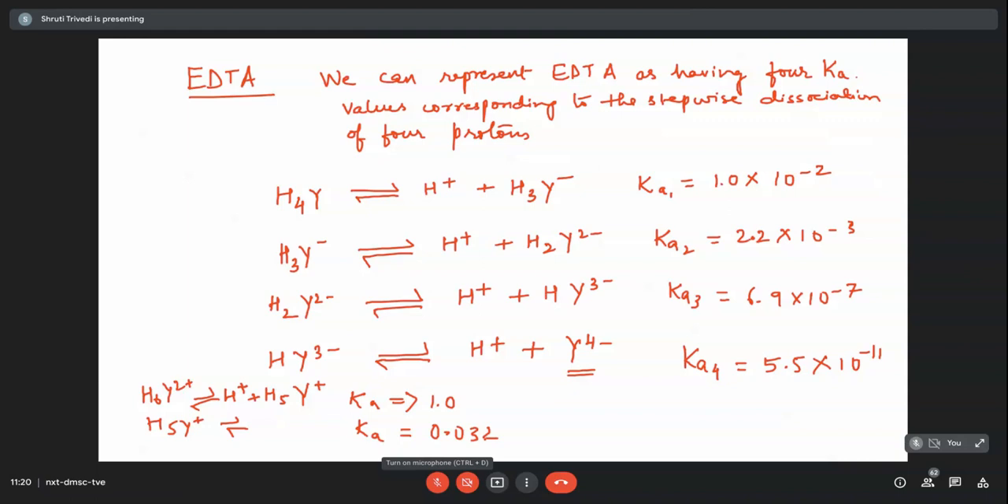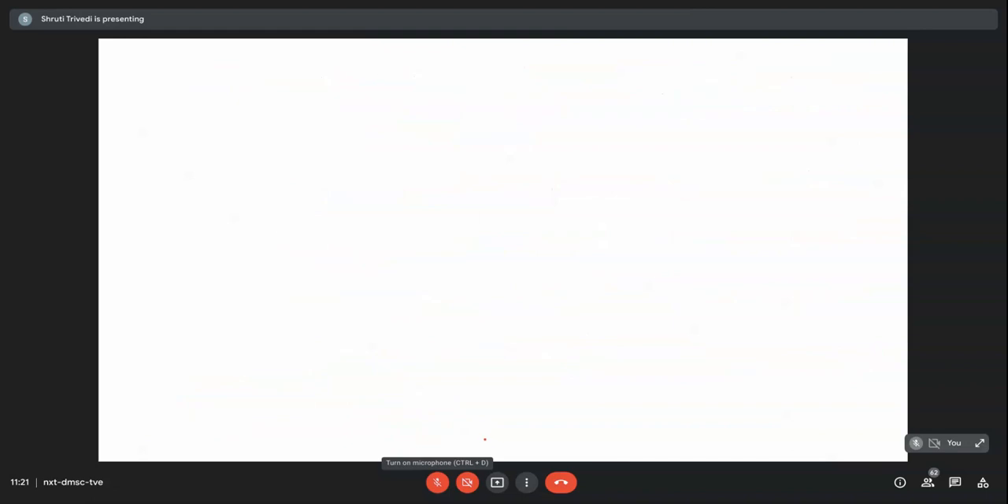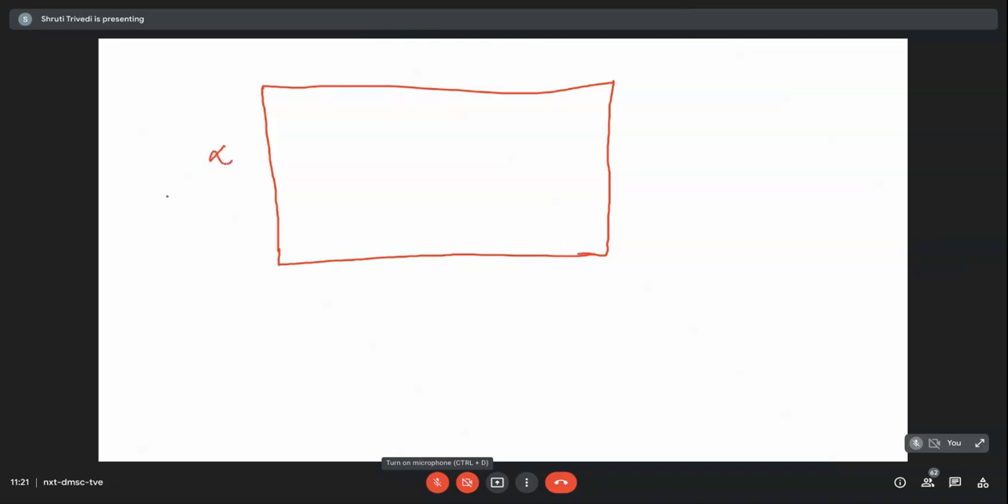So I'm going to draw a figure that will tell you the fraction of a particular EDTA form. EDTA exists in different forms inside solution. So I'm going to make a plot of how each species remains in solution with pH. How does it change with pH? The drawing may not be very good. Here you have alpha, the fraction of EDTA, and here is the pH.